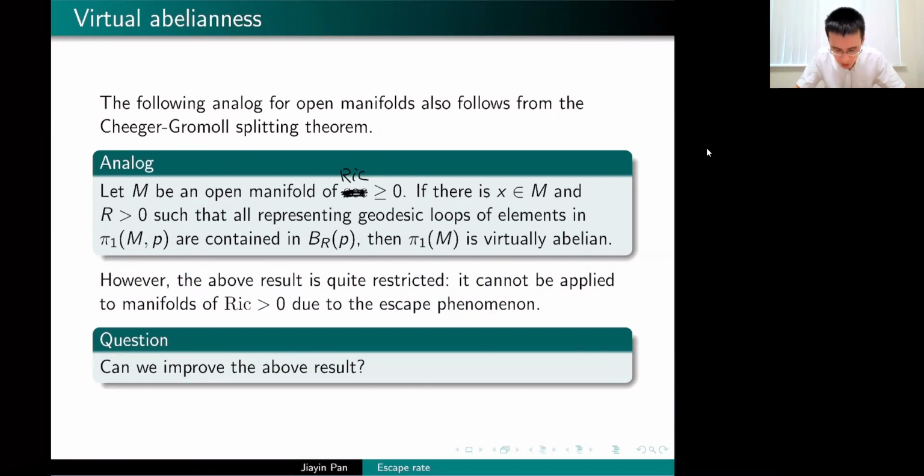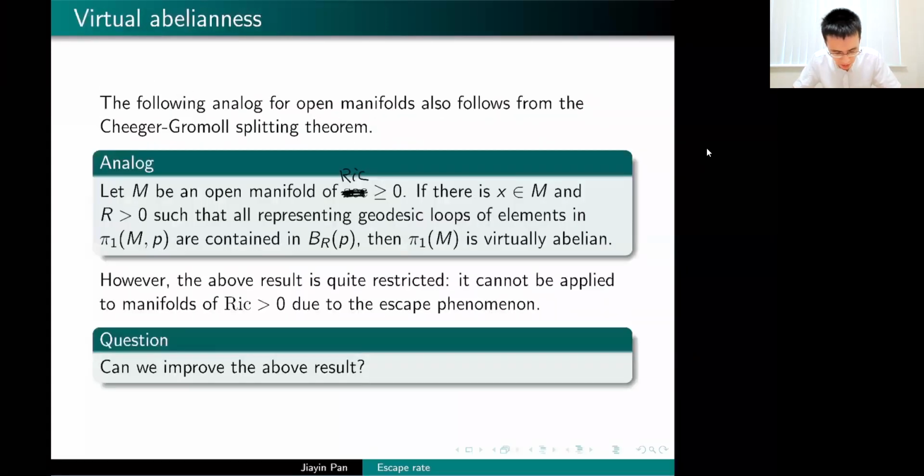On the other hand, we know that for non-negative Ricci curvature, this assumption may not be true in general, because due to the escape phenomena that we mentioned, these representing geodesic loops may escape from any bounded sets. Especially when you have positive Ricci curvature, it will always escape from bounded sets. Then we cannot apply the above result. So we naturally ask a question here: how can we improve this result?